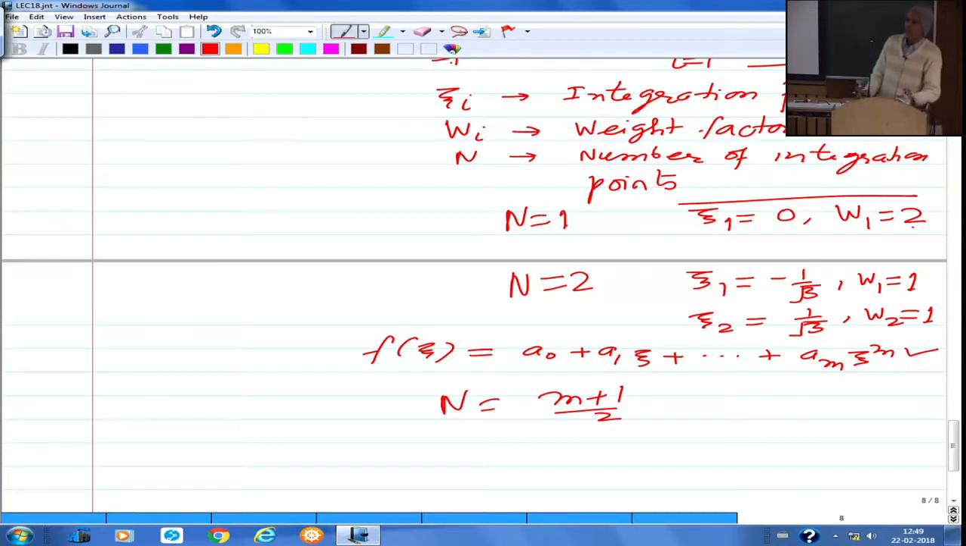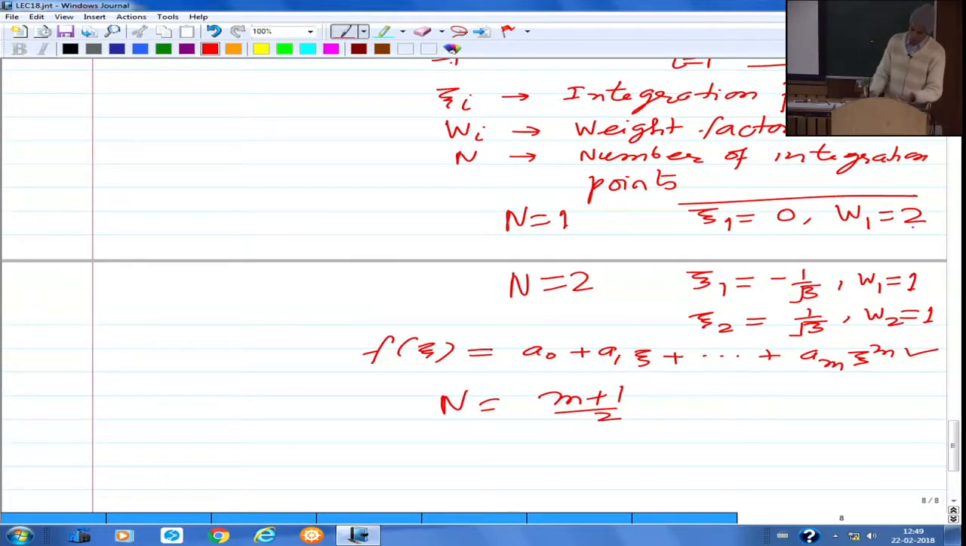So if you have a linear function, evaluate the value of the function, multiply by 2, and you will get the integral. And if m is equal to, let us say, 2, a quadratic function, then it is (2 plus 1) by 2, so it is 3 by 2, approximated to the next integer, so 2 points, n equal to 2.